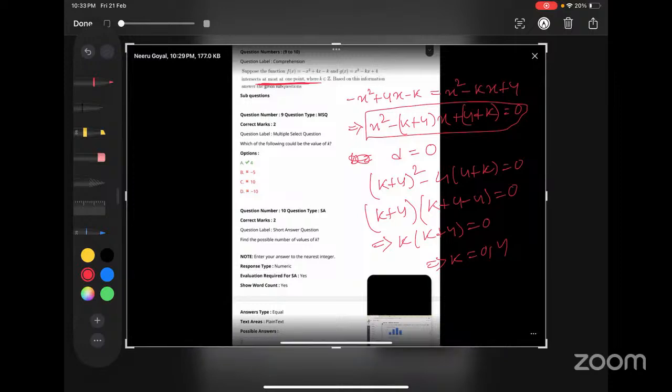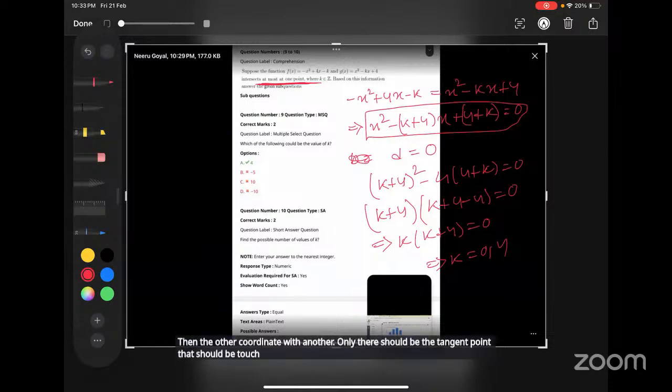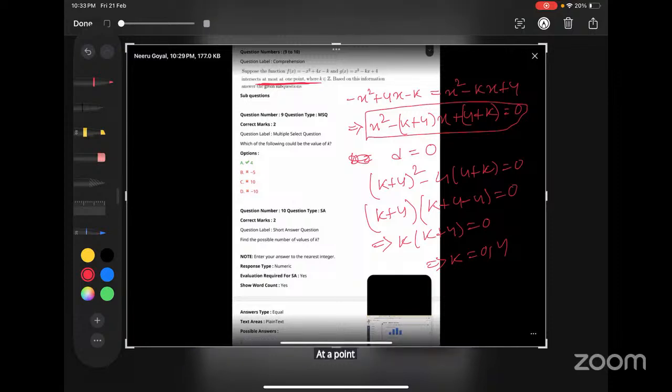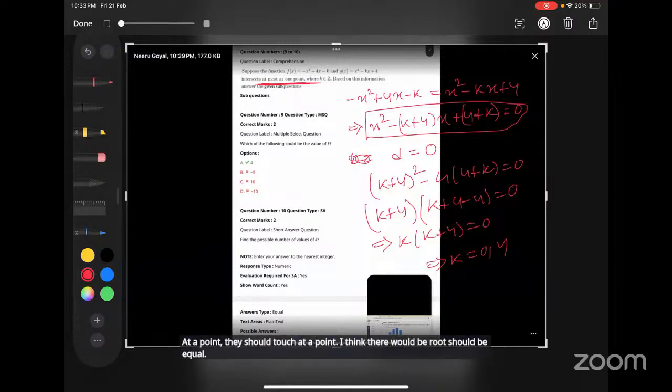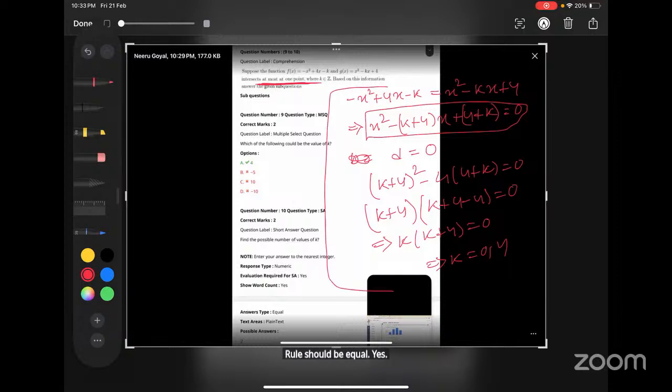No, ma'am, I'm not getting that point. Okay, ma'am is saying that both are quadratic equations, so that should be the tangent point. They should touch at a point, which means the roots should be equal, roots should be repeated. That's why the discriminant must be equal to 0. Are you getting it, or else I will repeat?